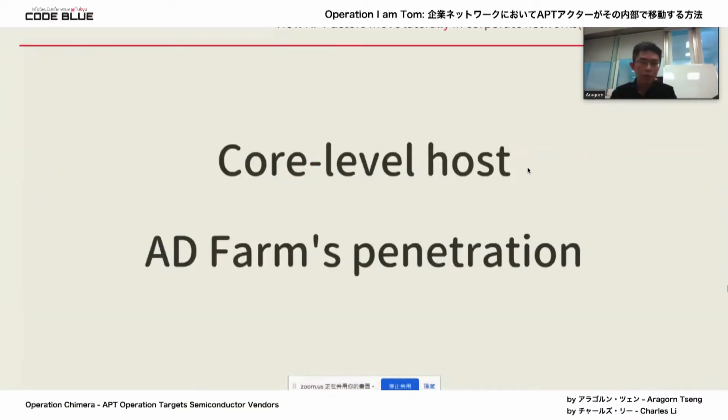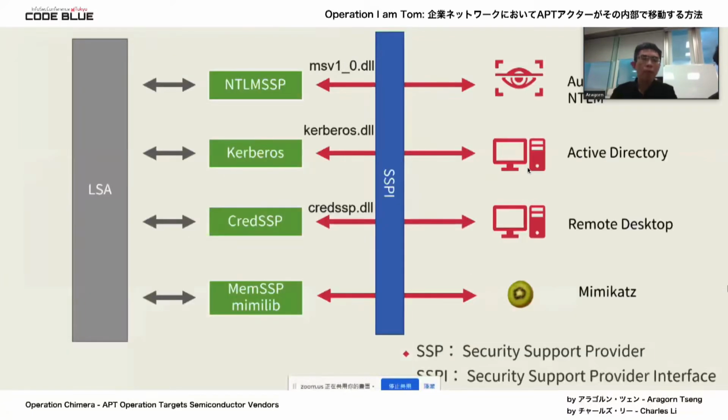In the next section, I'm going to introduce several techniques that are popular in AD penetration. Before diving into each technique, let's have an overview of the Windows AD authentication mechanism. On the left, LSA stands for Local Security Authority. It's the core component of this mechanism. On top of it, there are several protocols such as NTLM, Kerberos, etc. Microsoft prepared a different library for each of them. All of them follow SSPI, which stands for Security Support Provider Interface. If you follow the interface, you can have your application communicate with the underlying protocol.